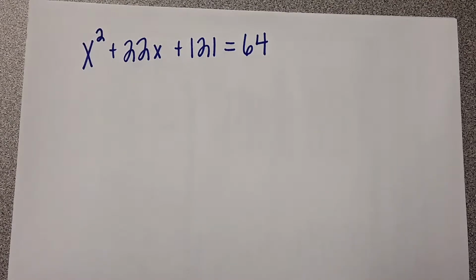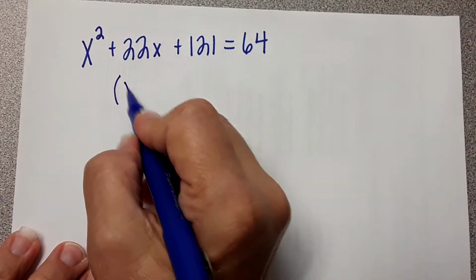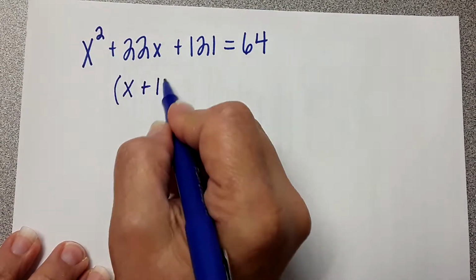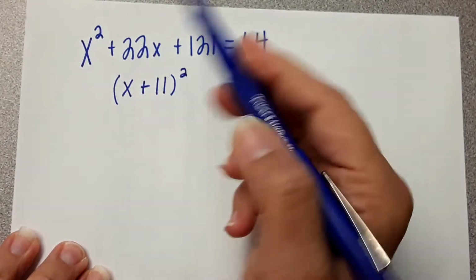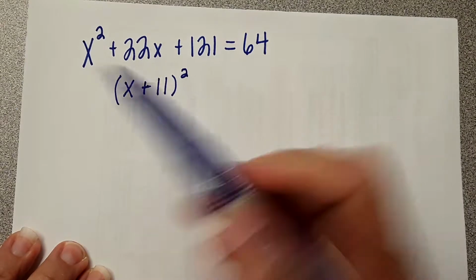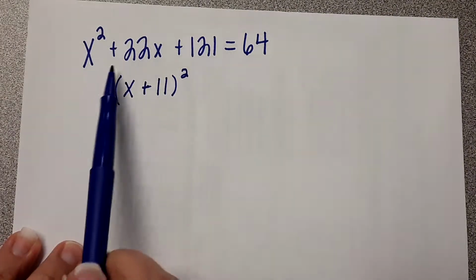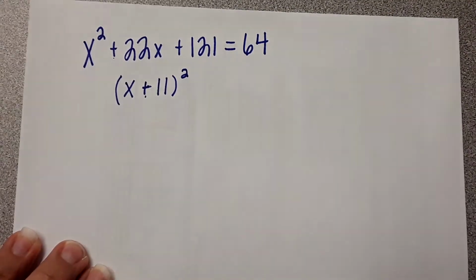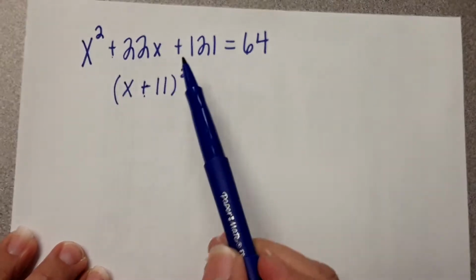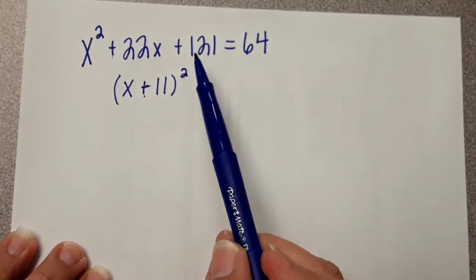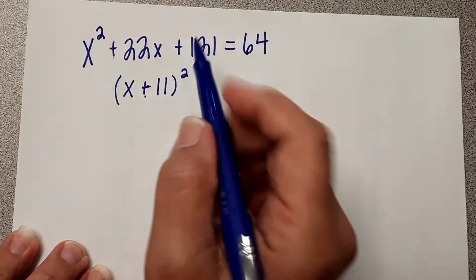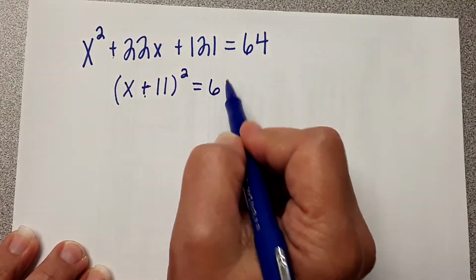So to do that, x plus 11 squared, this sign and this sign should always match. Again, this one and these should always match. How I got 11 was from 121. The square root of 121 is 11. And then you just leave 64.